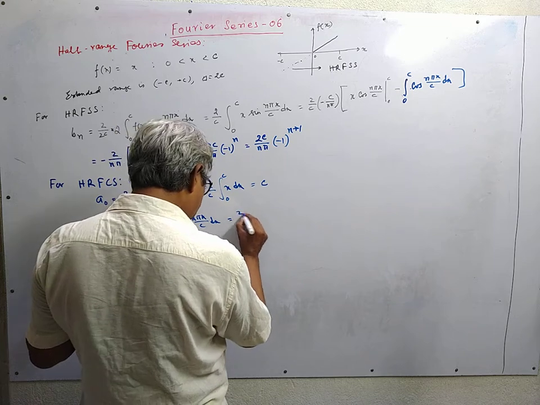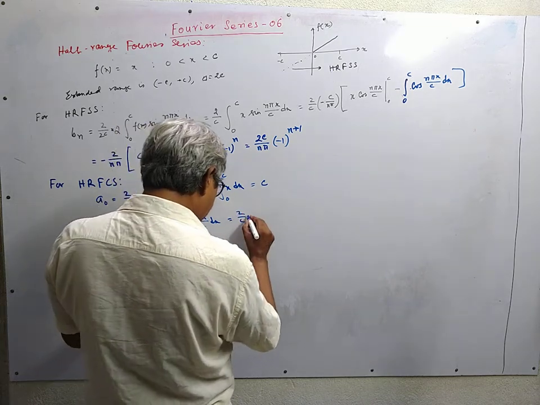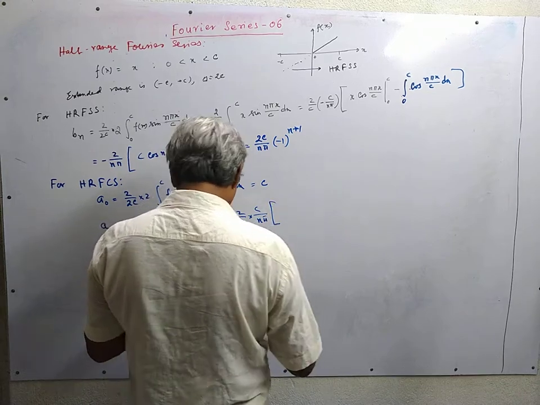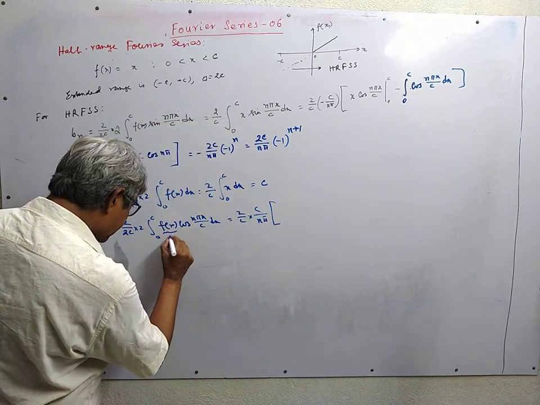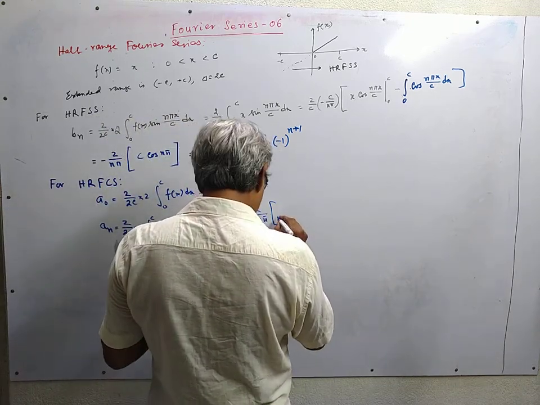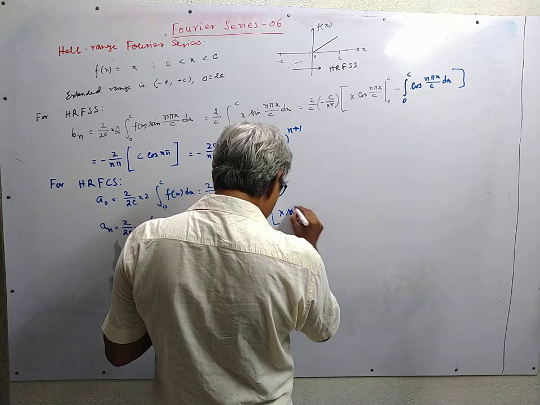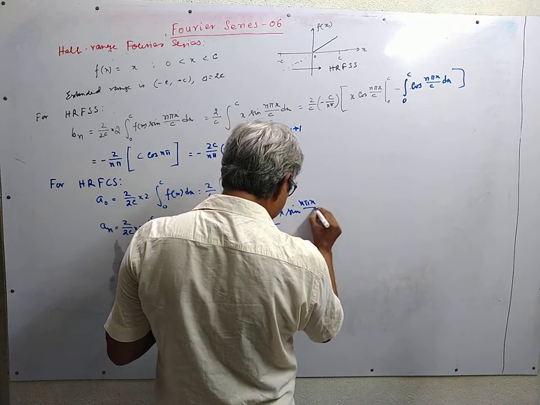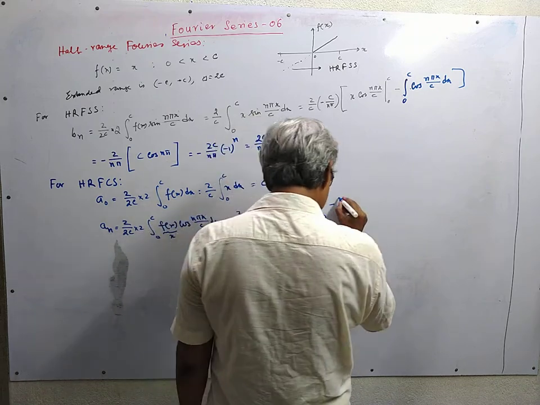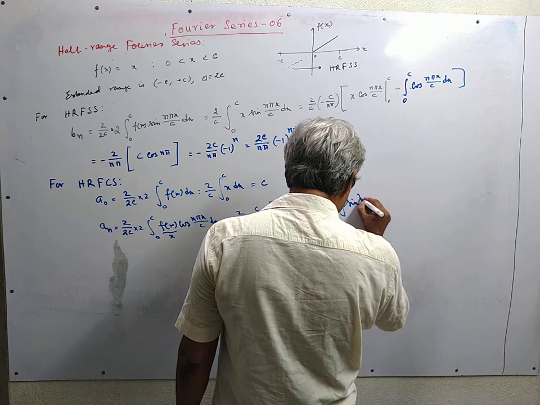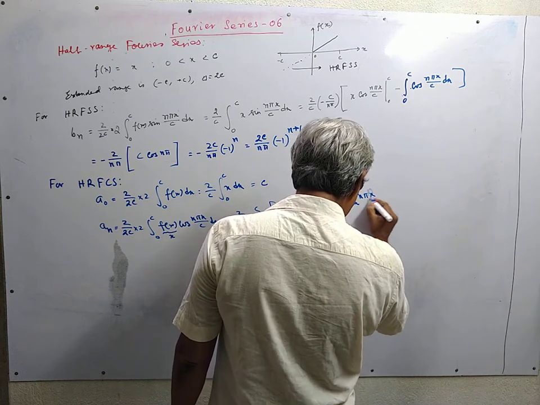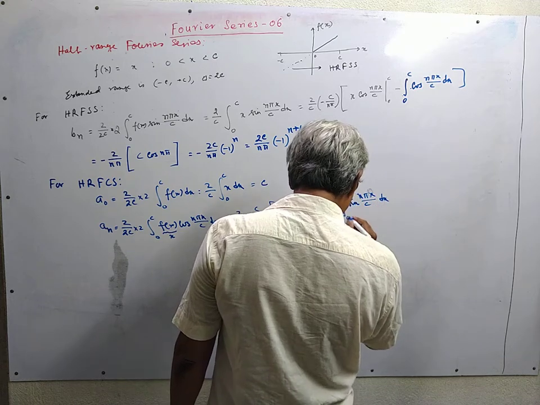This is 2 by c, and when we integrate it we get c upon n pi, and within the bracket this is x. So we will have x sine of n pi x by c within limit 0 to c, minus integration sine of n pi x by c dx within limits.